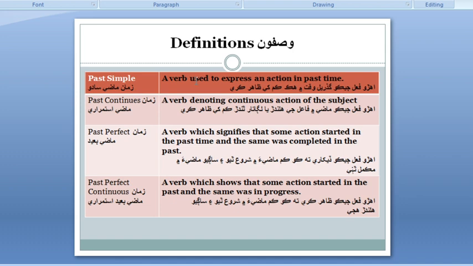As we see in the past simple sentence, a verb used to express an action. Now action in the past, okay, that means simple, that action shows in the past, can be yesterday, day before yesterday, like a few minutes ago.